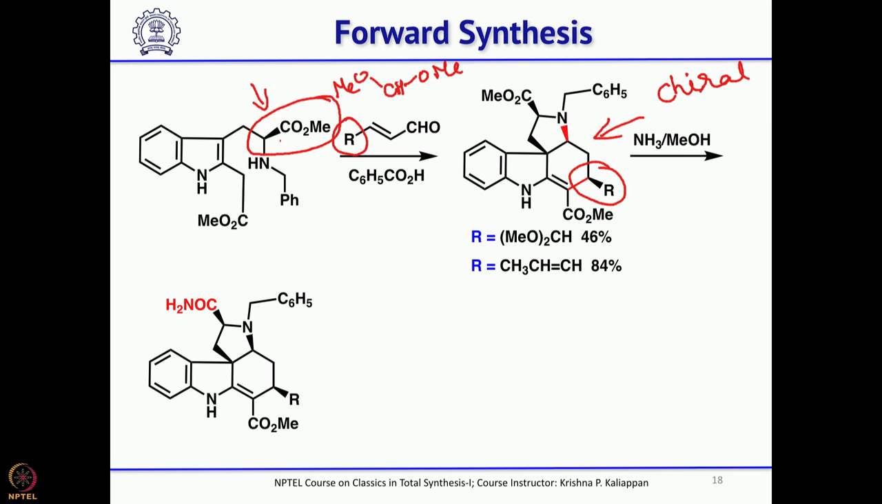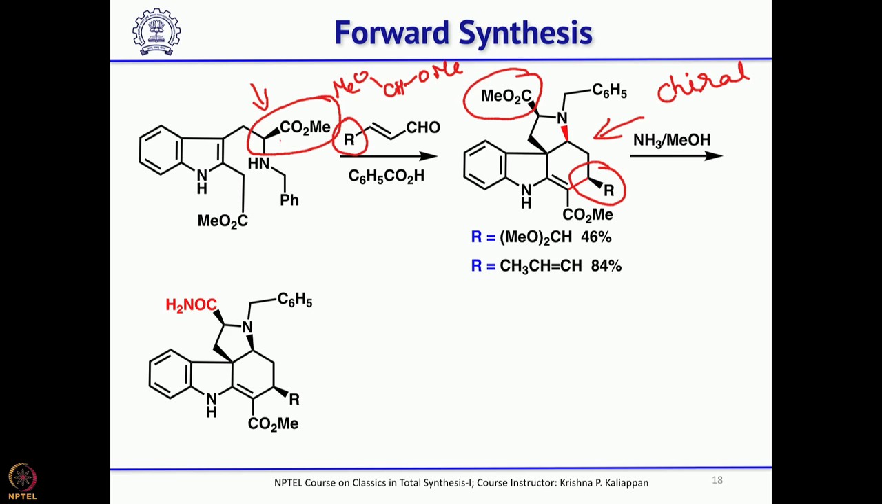Once you have that, you do not want this ester. Okay, the ester did its purpose. It introduced 3 new chiral centers. So once that is done, you have to remove that.